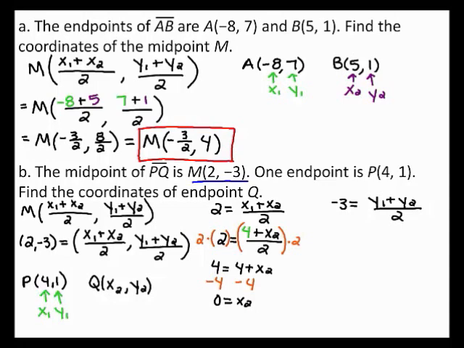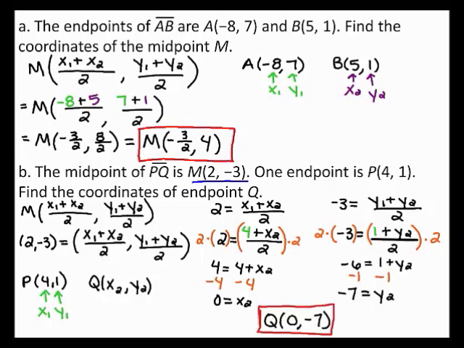To find the y-coordinate of endpoint Q, you can first substitute 1 in for y1 in the equation -3 equals y1 plus y2 all divided by 2. Now, to solve for y2, you can first multiply both sides of the equation by 2. This gives you -6 equals 1 plus y2. Next, you can subtract 1 from both sides of the equation. This gives you -7 equals y2. So, the y-coordinate of endpoint Q is -7. Therefore, the coordinates of endpoint Q are (0, -7).